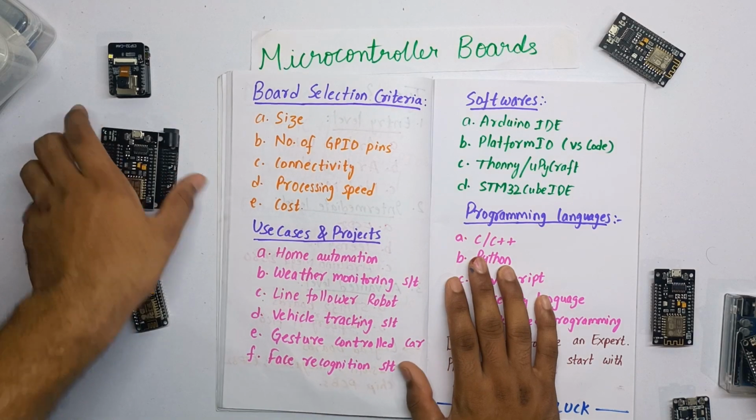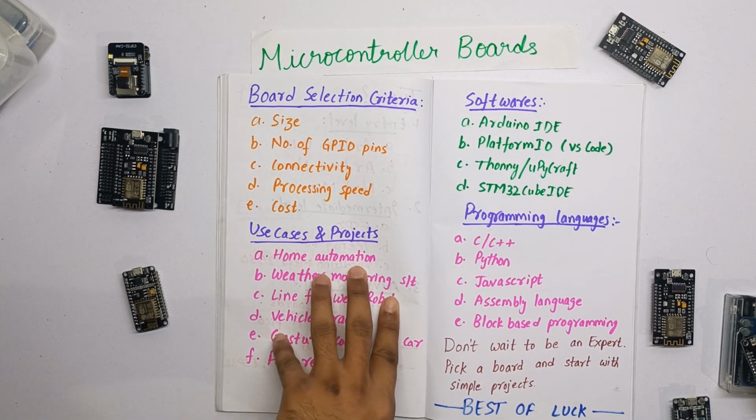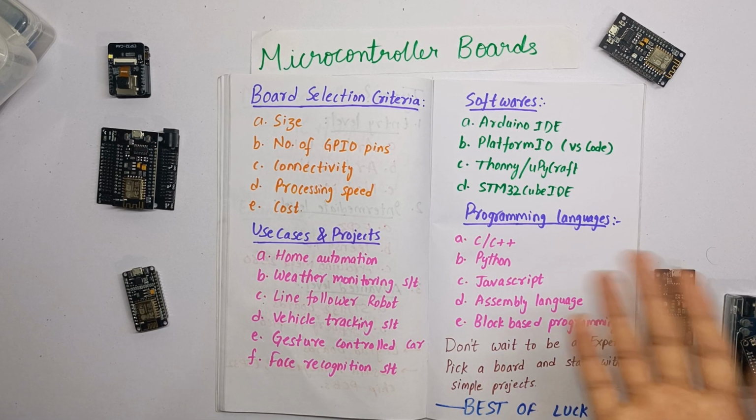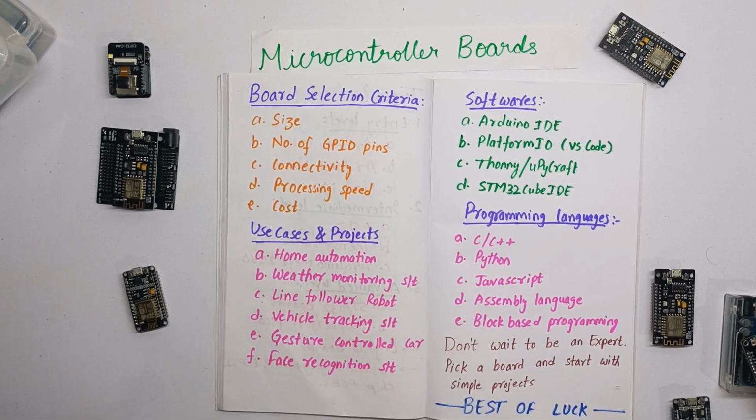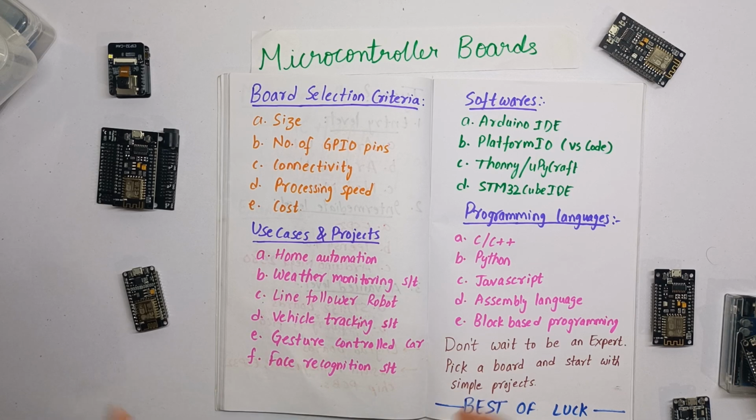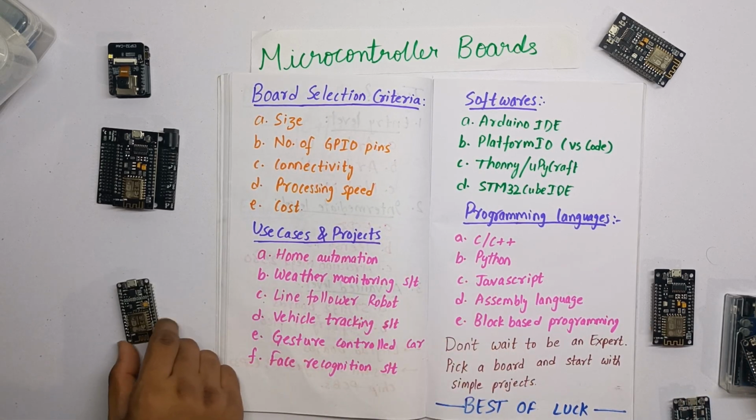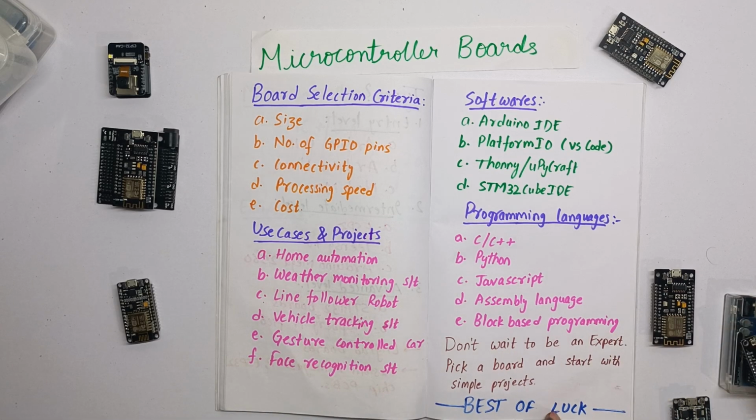So coming to the use cases and some projects that we can make using these microcontroller boards. Coming to the first one, home automation. For example, you want the lights to be turned on automatically as soon as you enter the room. You can use it for those projects. Weather monitoring system, for example, you want to monitor the weather outside your room wirelessly, and you want the data to be updated on some website or something like that. Then you can use ESP32 or ESP8266 boards that can connect to the internet over Wi-Fi, and they can transmit the data wirelessly from the sensors that you are using to monitor the weather outside.